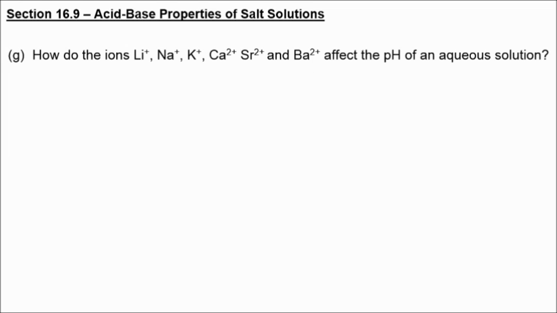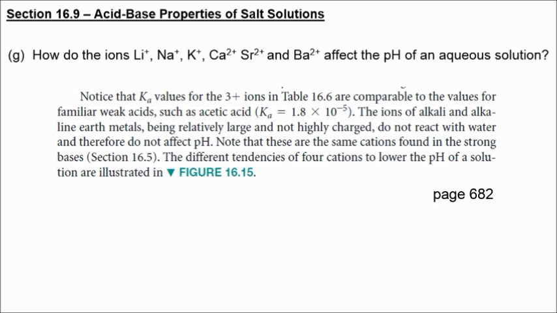Ions like lithium, sodium, potassium, calcium, strontium, and barium are not going to affect the pH of a solution. So the ions of alkali and alkaline earth metals, being relatively large and not highly charged, do not react with water and therefore do not affect the pH.